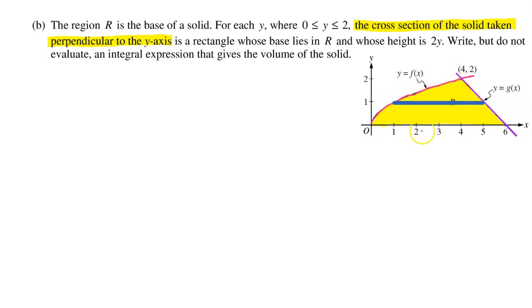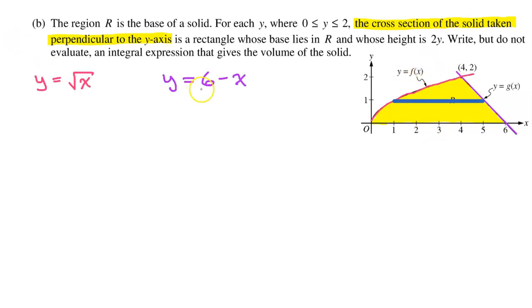Because the slices are stacked up vertically, we are going to have to add them by integrating with respect to y. In the setup of the problem, the red function and the purple function were both given to us in terms of x. However, because we are going to integrate with respect to y, we need to rewrite both of these functions in terms of y. In other words, let's solve these for x.